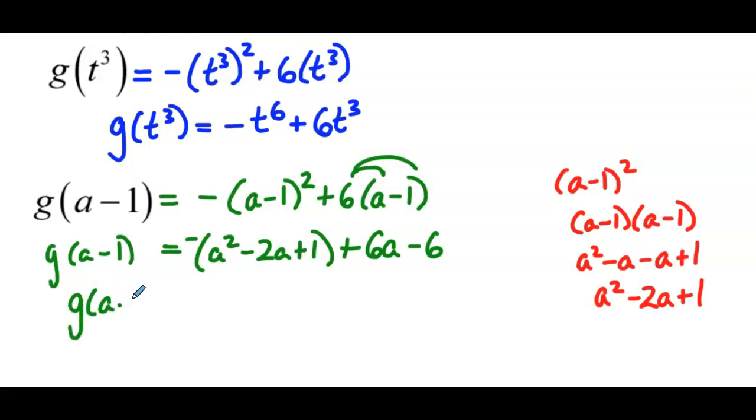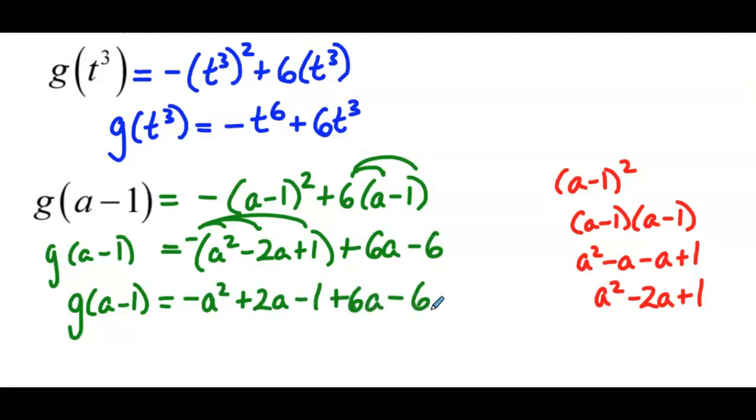We have g of a minus 1 equals, now we have to distribute the minus 1. So we have negative a squared plus 2a minus 1 plus 6a minus 6. So we can combine our like terms. So we have negative a squared plus 8a minus 7.